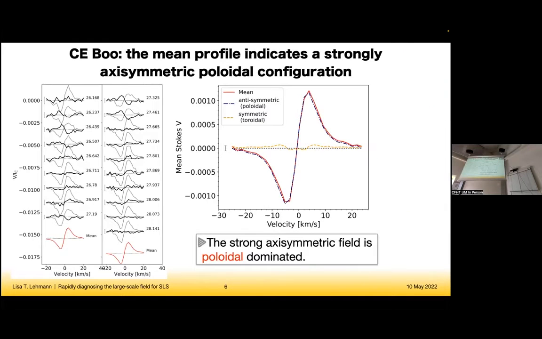How does it look in reality if we use real observations? So here I'm showing the Stokes-V time series for CEBU. It's an early M dwarf observed with Narval in 2008. And we see straight away the mean profile is quite strong compared to the mean subtracted profile. It means that CEBU has a very axis symmetric field. And if we decompose the mean profile, you see this profile is really antisymmetric, so purely poloidal over here.